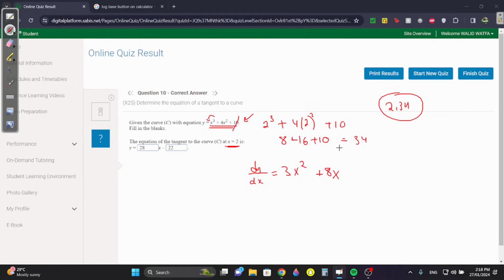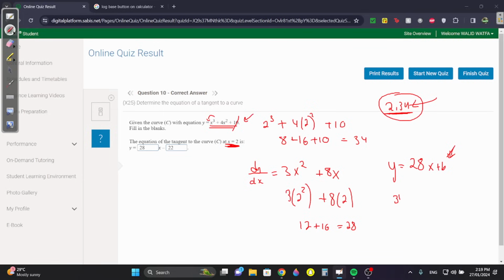Okay, so how do we find the slope? You plug your x into the derivative. So it will be 3 times 2 squared plus 8 times 2, you get 12 plus 16 equals 28. So we found the slope, which is 28. So 28x plus b. How do we find b now? As usual, remember you plug in the point, which is (2, 34). This is why you had to find the y. For this step, you need the y.